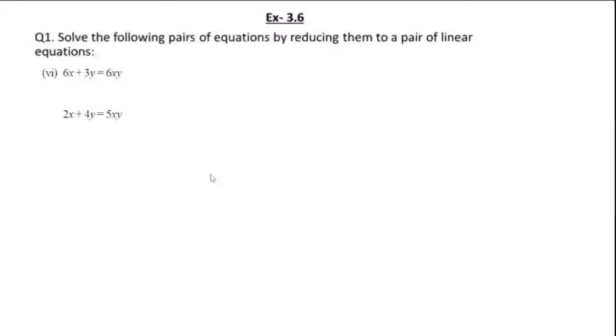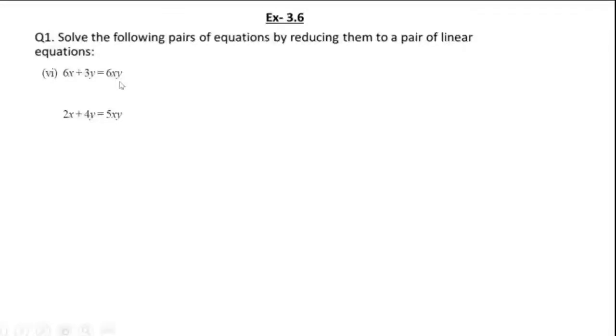Let's take up question number 1, the sixth part. Supposing I have these two equations given to me, they are in terms of x and y, but is it a linear equation? xy: the degree comes out to be 2 here, one of x and one of y. So this becomes a quadratic equation and not a linear equation. So I'll have to change it to a linear equation.